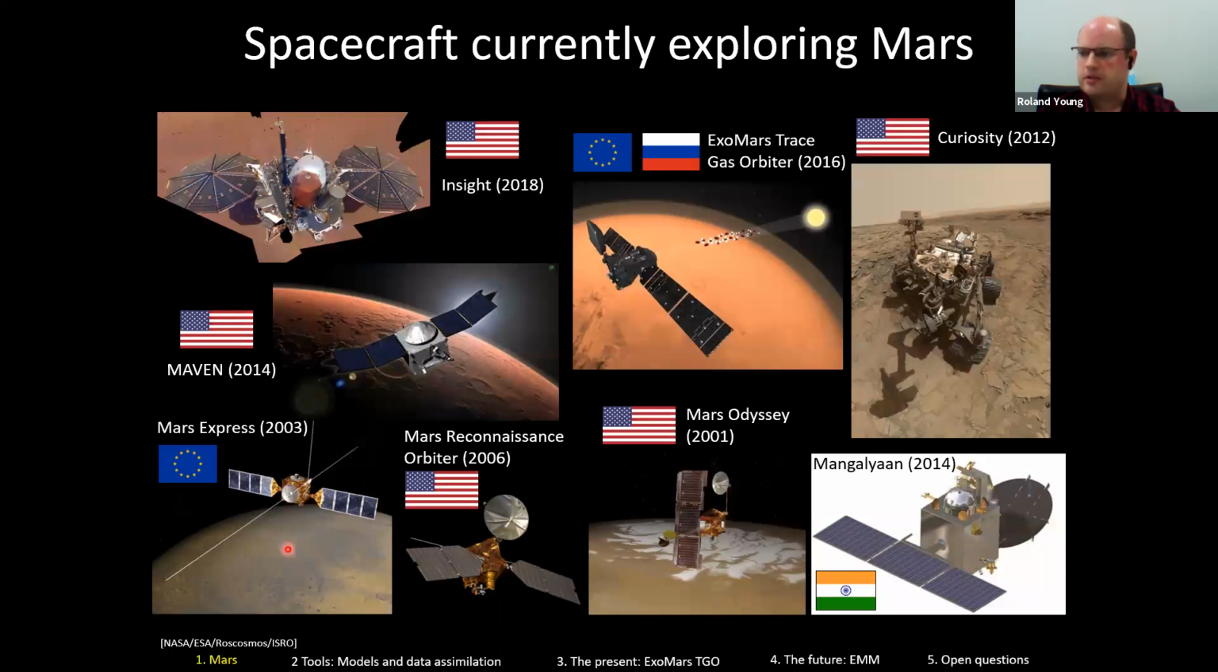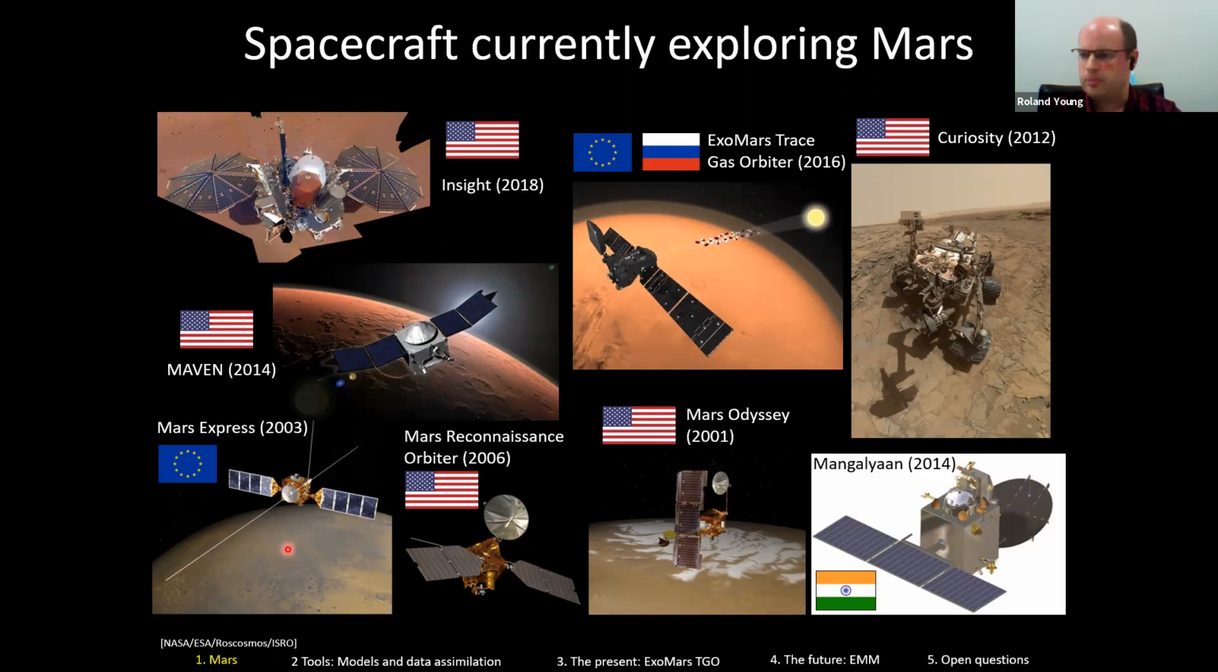So this summarizes the spacecraft currently exploring Mars. There are 1, 2, 3, 4, 5, 6, 7, 8. I don't think any of these have deactivated since I made this slide. So there are several from the United States. A couple of landers are active at the present time: one rover, Curiosity, and one lander, InSight, studying the internal structure.